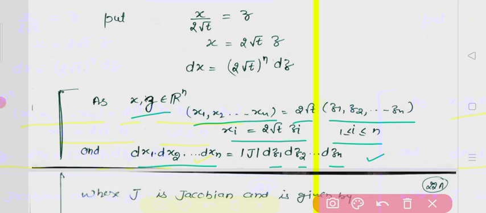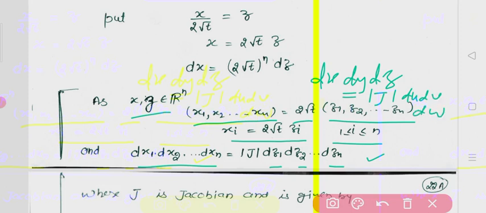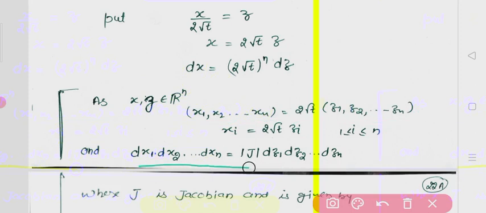So when we change the integral, we write it in the same manner as we did there. If there is dx dy dz, suppose in the triple integral, and we have to change to u, v, w, we will write it as the mod of the Jacobian into du dv dw. Similarly here we write the same term: dx1 dx2 dxn will be the mod of the Jacobian times dz1 dz2 dzn. Now what is the Jacobian here?